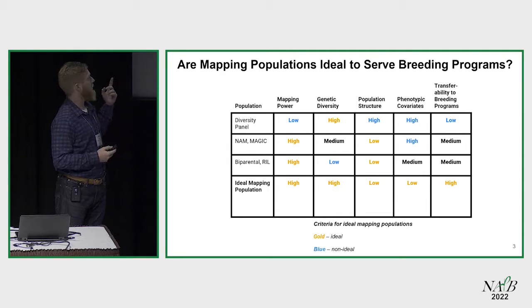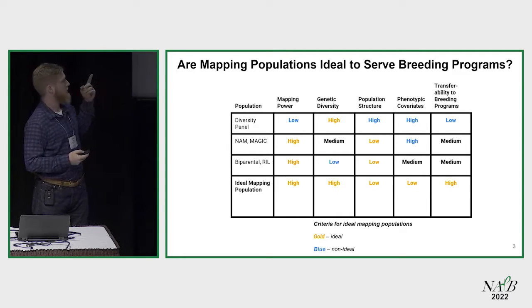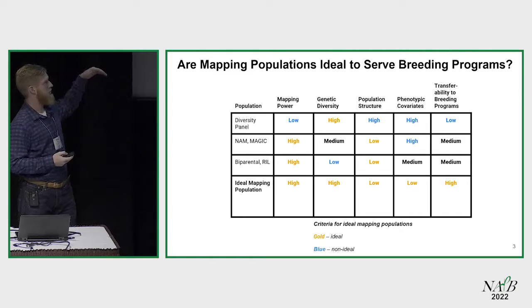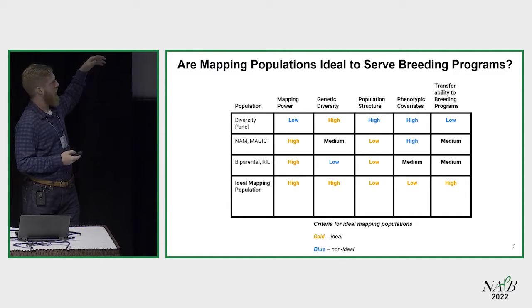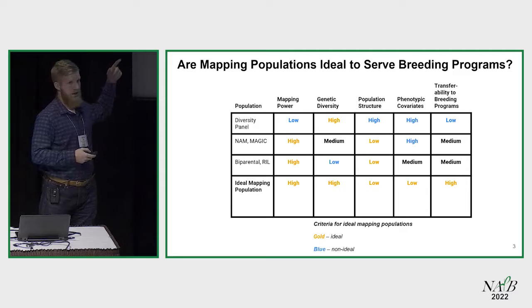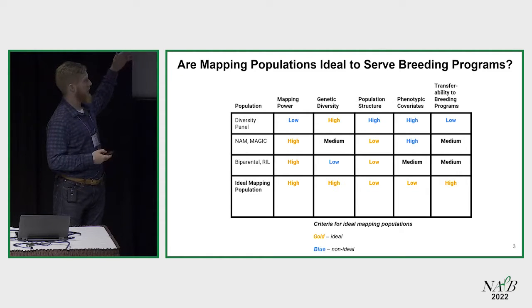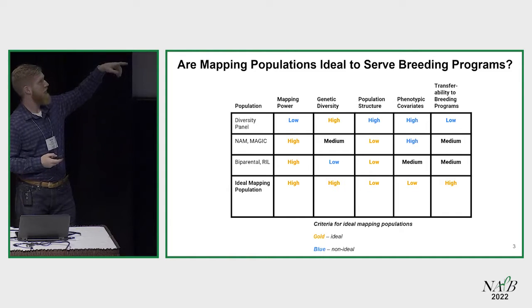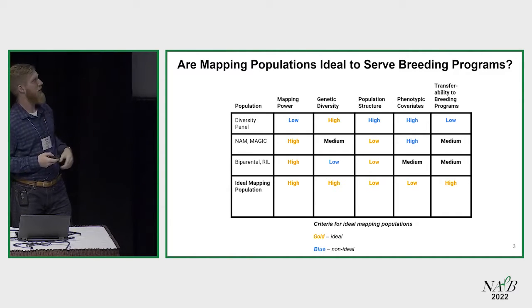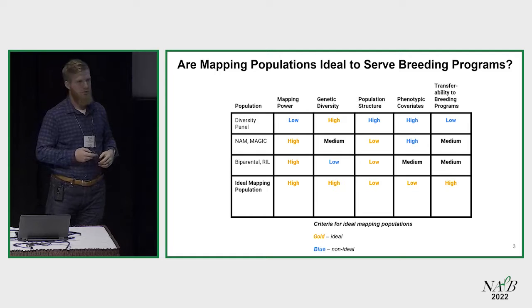These are different mapping populations, and this is some criteria that I came up with to describe and rank these different mapping populations and how they fit this criteria. And as you can see, I made an ideal one, and none of them really fit this ideal one. In particular, none of them, I think, fit the transferability to breeding programs as well as we'd like them to.